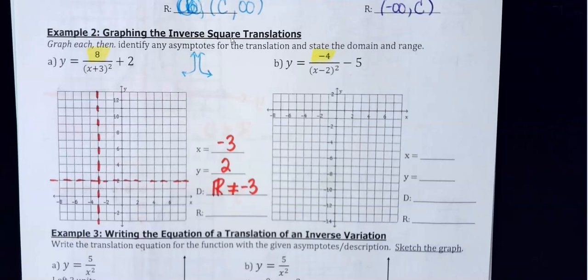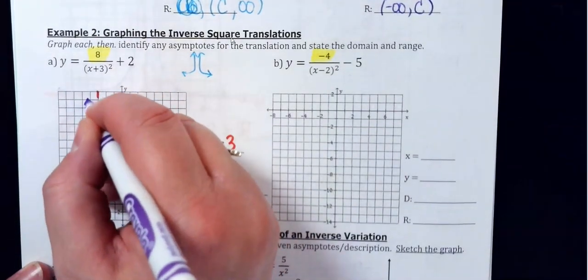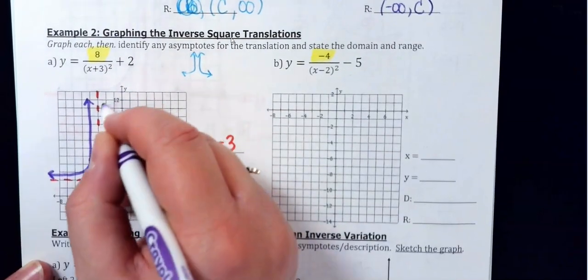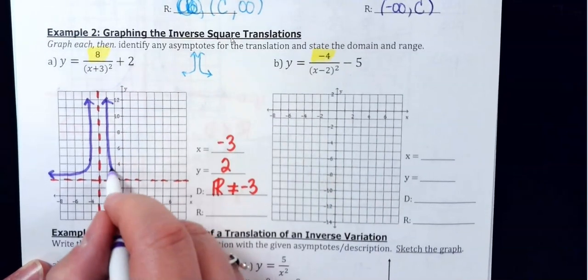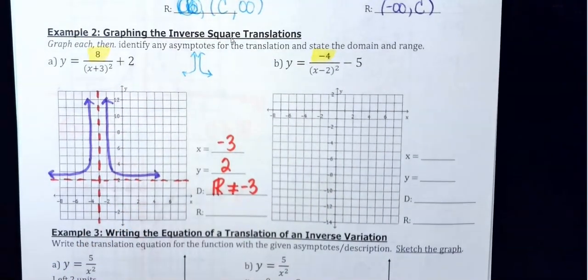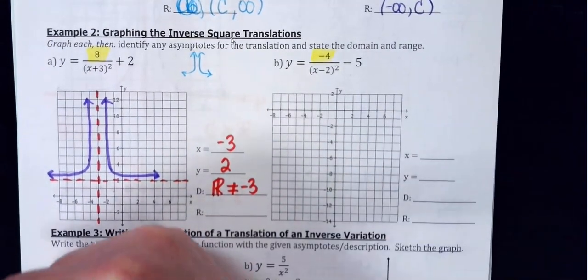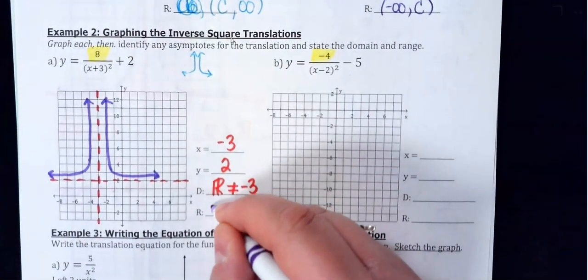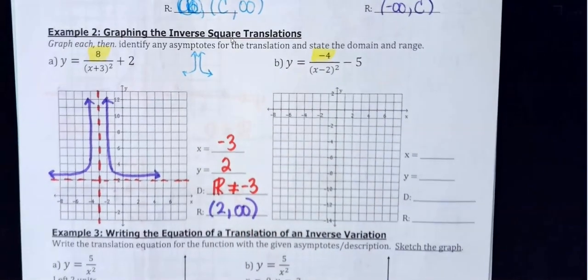And then let me put these branches on the graph. So because it's positive on the top and squared in the bottom, both branches are going to go the same direction. And they're both going to go up because of that positive 8. The range here, I don't start touching any part of that graph until I hop over the asymptote, which is at 2. So my range would go from 2, and then it goes up forever to infinity.